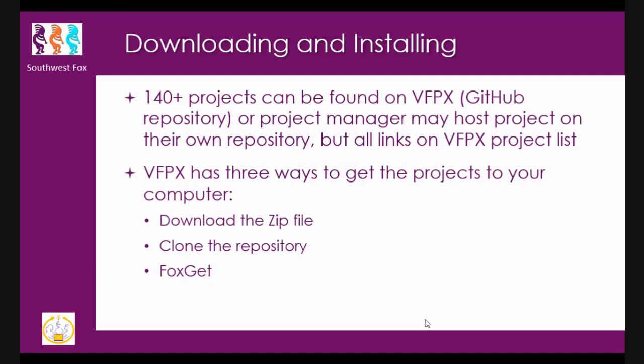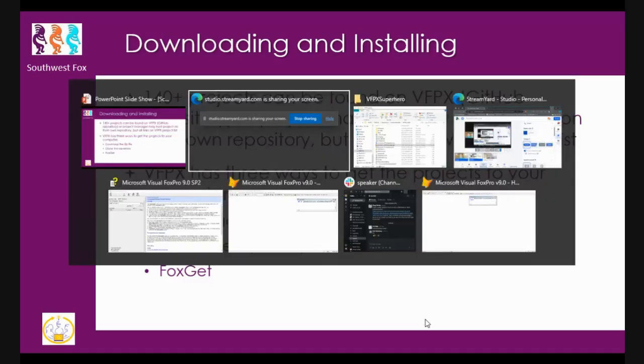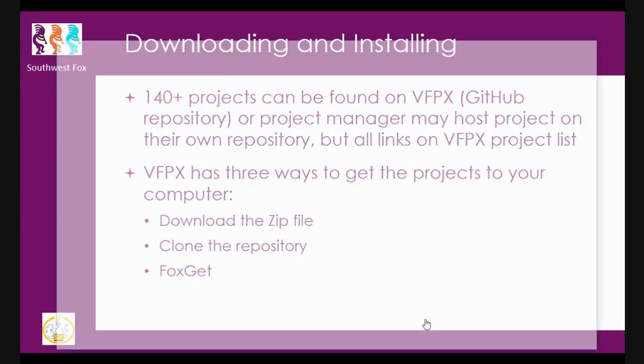There's no single one way to get any of the projects. You may be able to get them in the Thor check for updates, which is one of the easiest ways to get the VFPX code. But you can also download them from the individual projects through the download zip files. You can clone the repositories if you want to work directly with the repositories. Or as Doug showed yesterday, you can use the new FoxGet tool that will help get the projects as well. So let's just go out there.